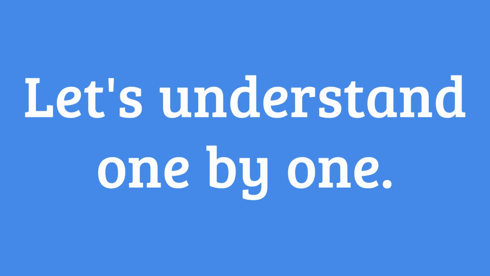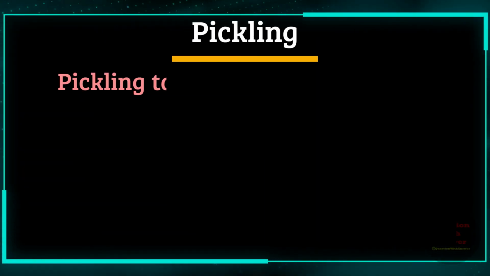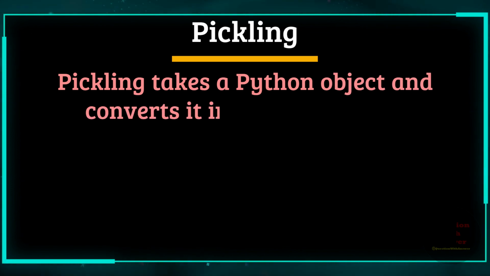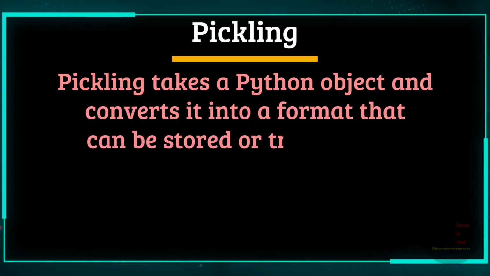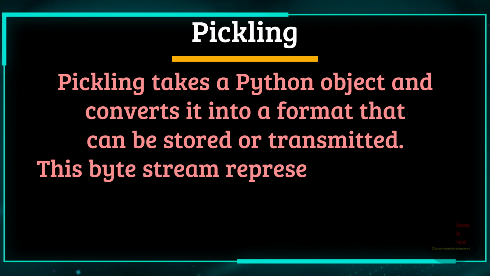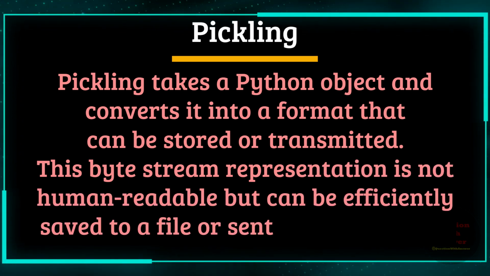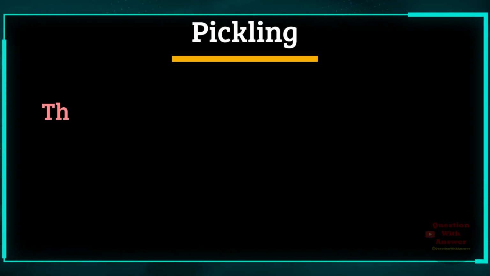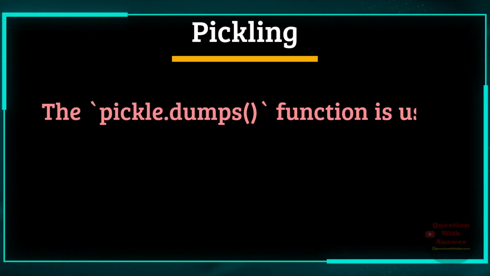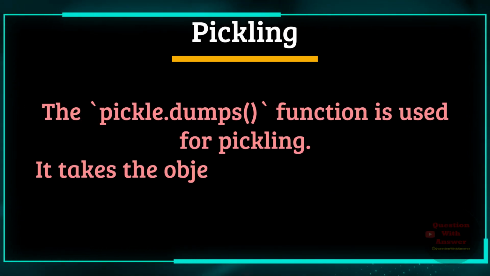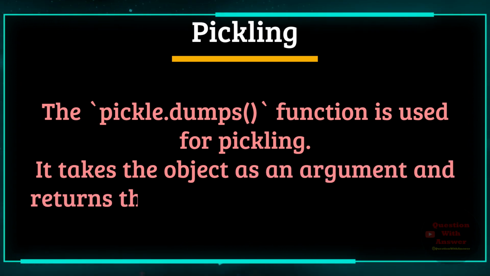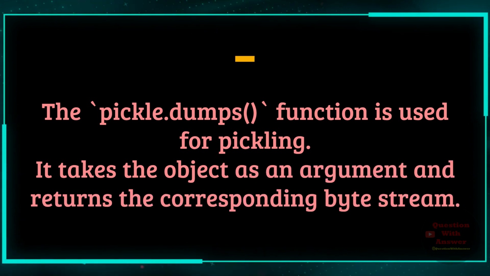Let's understand one by one. Pickling. Pickling takes a Python object and converts it into a format that can be stored or transmitted. This byte stream representation is not human readable but can be efficiently saved to a file or sent over a network. The pickle.dumps function is used for pickling. It takes the object as an argument and returns the corresponding byte stream.